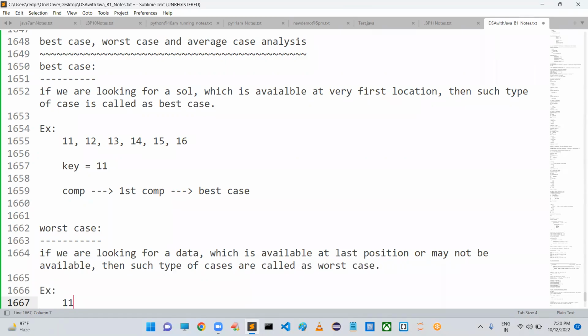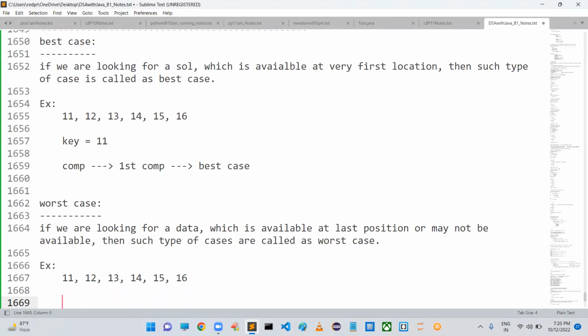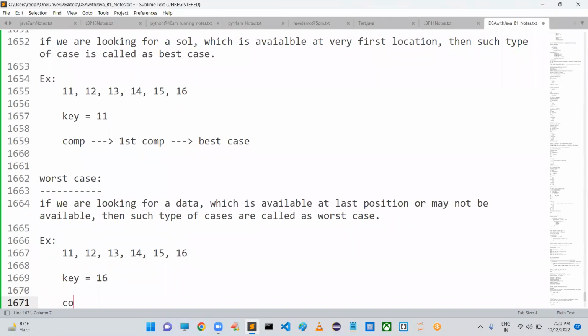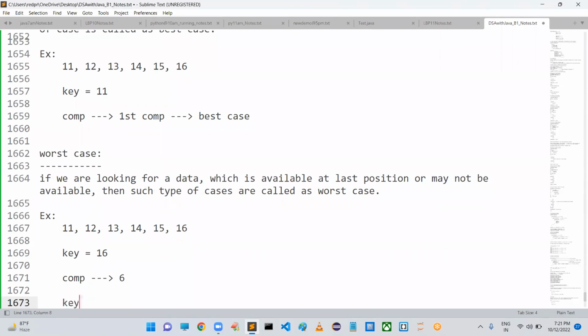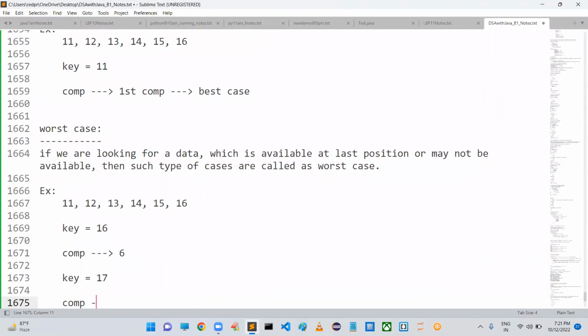Taking this example alone, there are two possibilities I can explain. For example, if I am searching for an element called 16, how many comparisons are required? 1, 2, 3, 4, 5, 6 comparisons are required. At the last comparison we got the result. For example, assume I want to search for the key 17. How many comparisons are required?